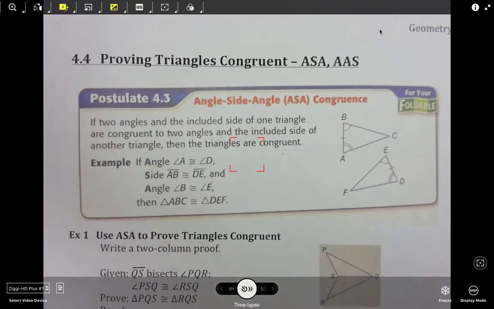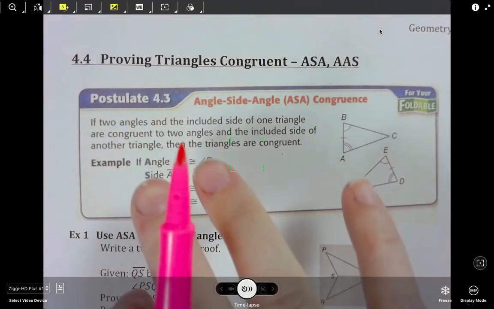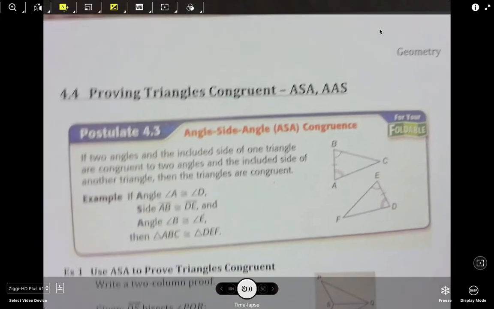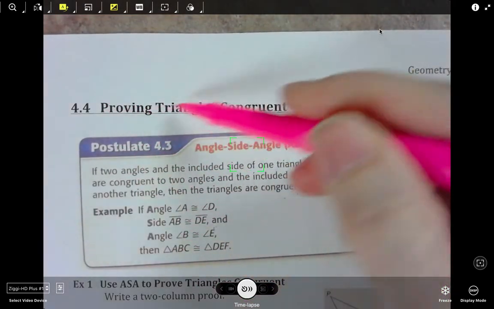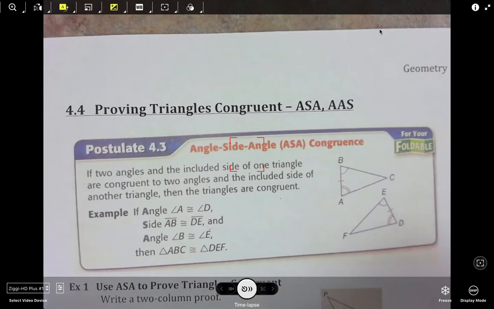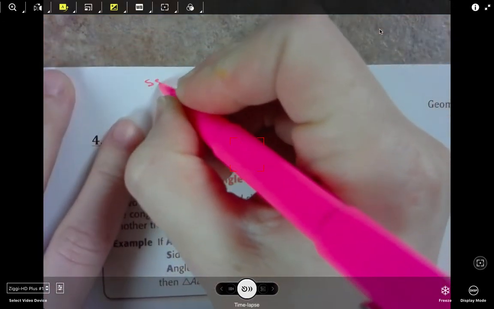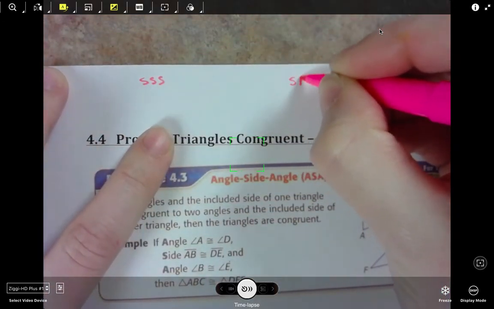Geometry. This is section 4.4. I'm going to do a little bit of a review from section 4.3. It was also proving triangles congruent, but it was using the side-side-side method and the side angle side method.